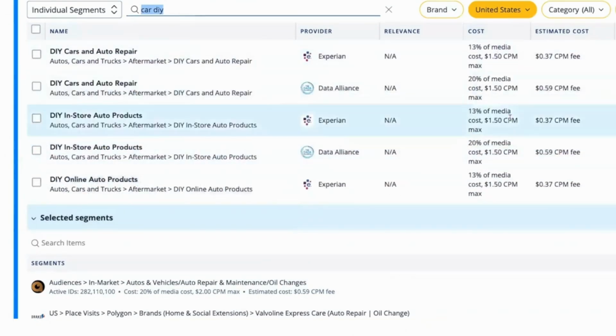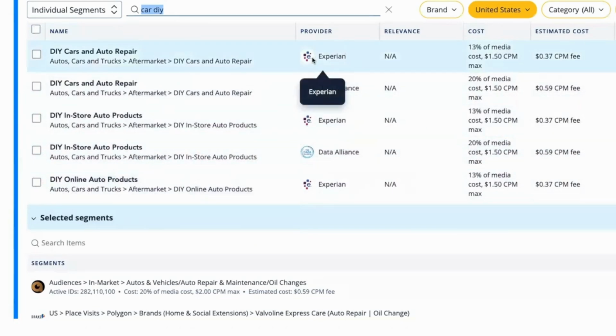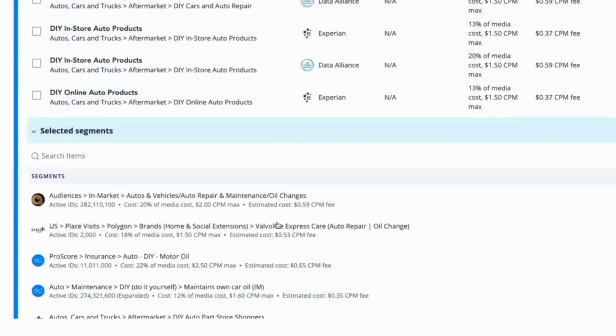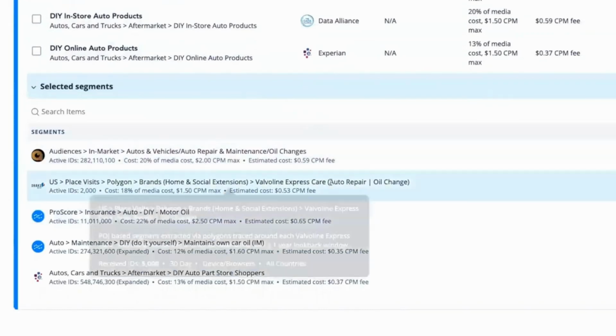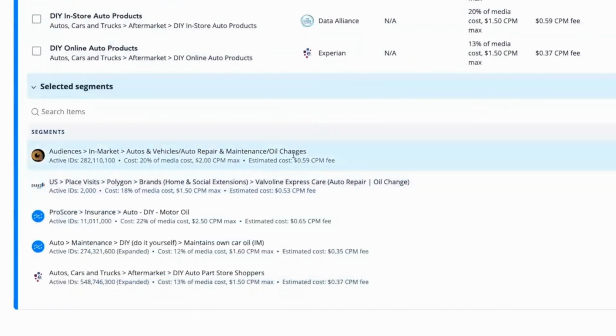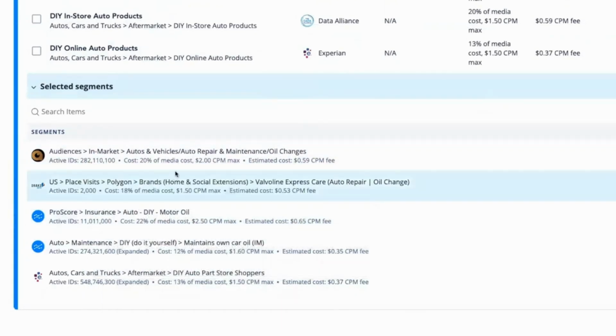You got to be mindful of your costs. You got to look at those data providers and reach out to them for additional questions. And then when you are planning or just checking for availability, let's say this is not yet confirmed, it's okay to mix the audiences like this.